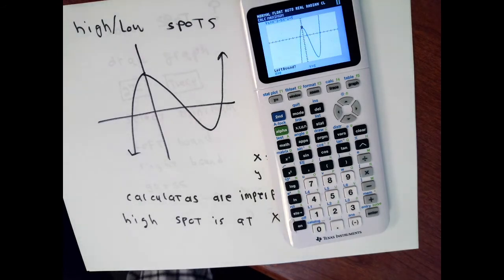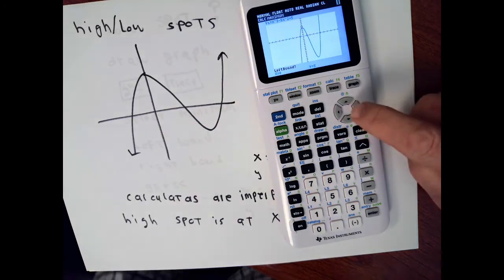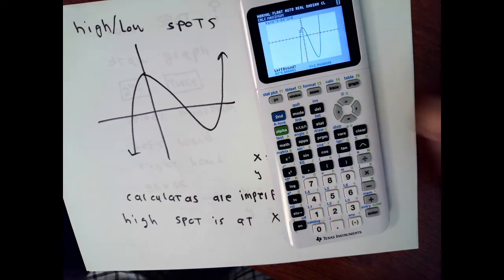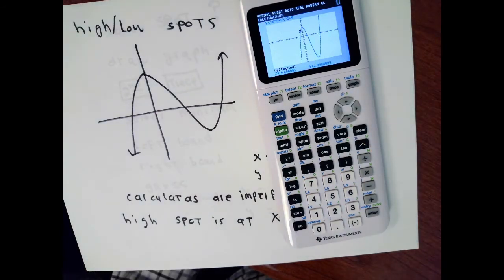It wants you to give it a number that is to the left of your high point. Then it's going to ask you for a number that's to the right of it. Then it's going to ask for an estimate of where the high point is at. You move around on the graph with the cursor keys, just like you did in the trace thing. So if I want to be a little bit to the left of the high spot, I pressed the left arrow key a few times.